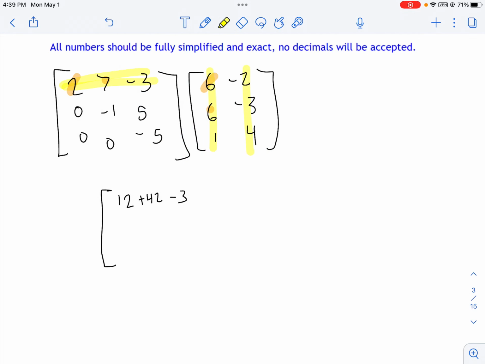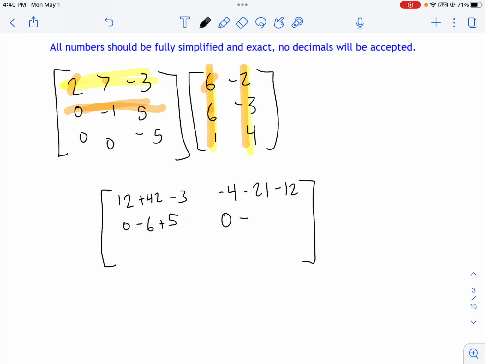Then first row, second column: 2 times negative 2, negative 4, 7 times negative 3, negative 21, negative 3 times negative 4, negative 12. Then second row, first column: 0 times 6, 0, negative 1 times 6, negative 6, 5 times 1, 5. Then second row, second column: 0 times negative 2, negative 1 times negative 3. I'm just going to start writing these out to save a little bit of time.